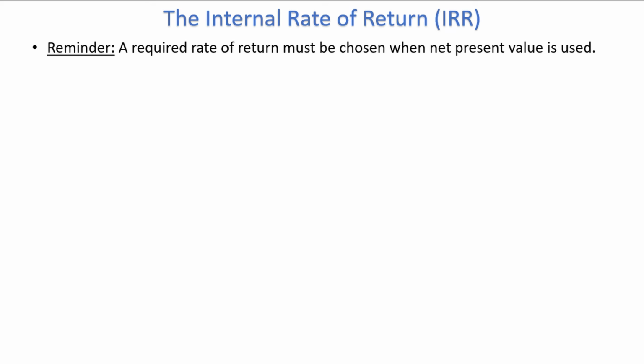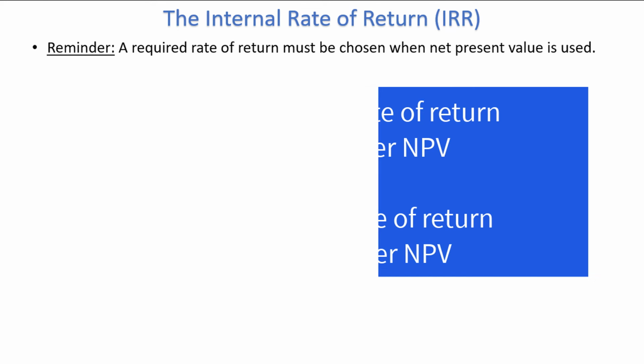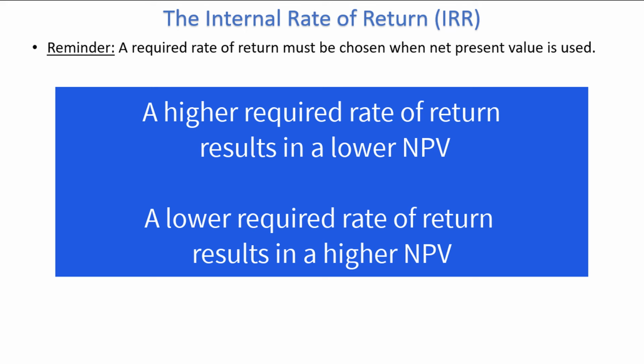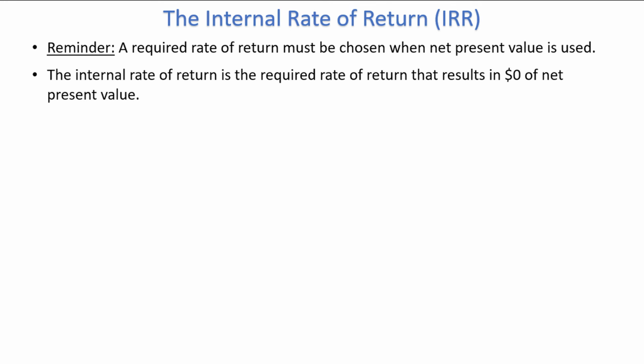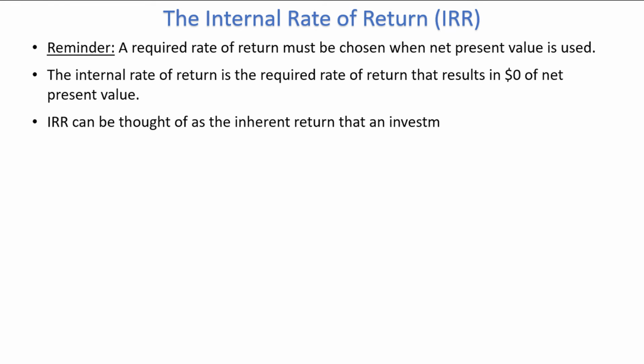Remember that when NPV is used, you must choose a required rate of return. That required rate of return influences the net present value calculation. A higher required rate of return will make the net present value smaller, and a lower required rate of return will make the net present value higher. The internal rate of return is the required rate of return that results in a $0 net present value. The internal rate of return is an inherent return that the business can make on the given investment.